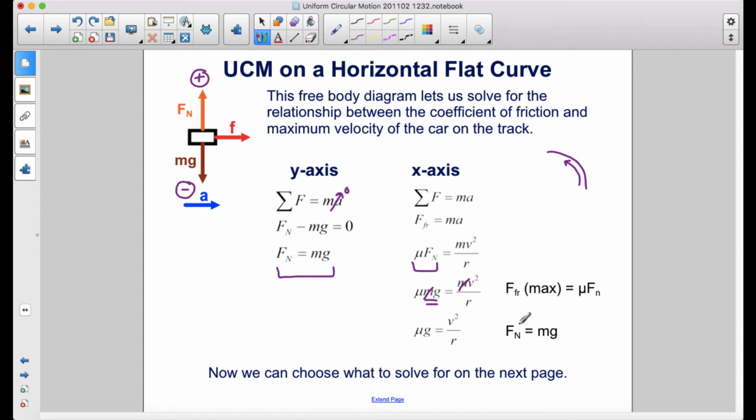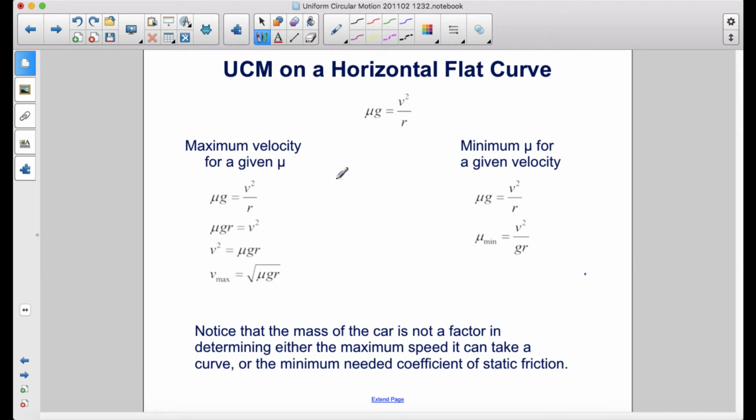Now we can choose what to solve for on the next page. Now we can solve for two things. We can solve for the maximum velocity for a given coefficient of static friction, or we can solve for the minimum coefficient of static friction for a given velocity. So here we would solve this for v, and we get v max equals the square root of mu g r. So all we've done is solve this for v.